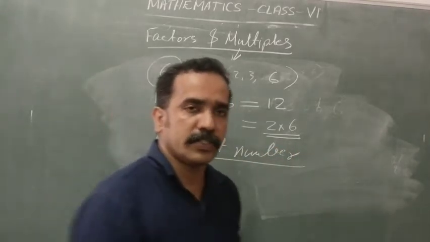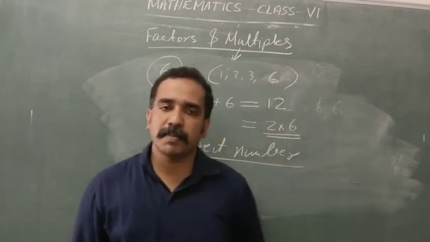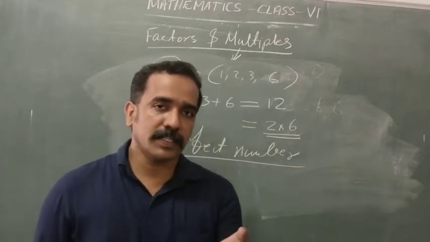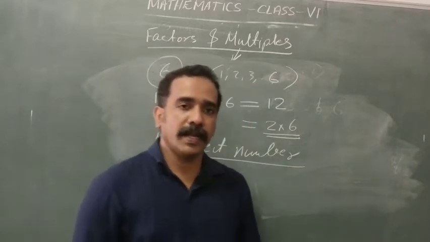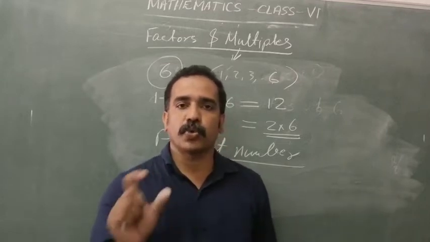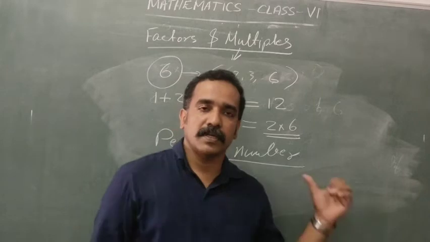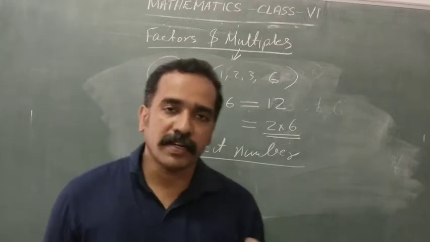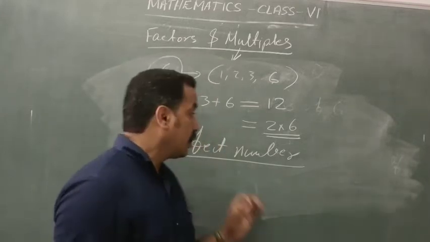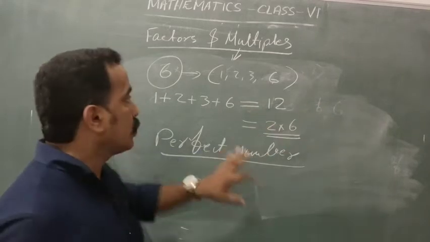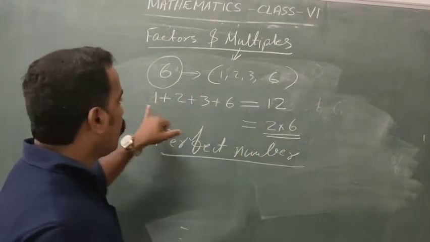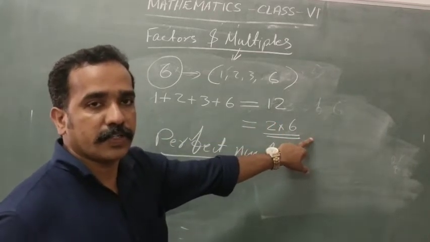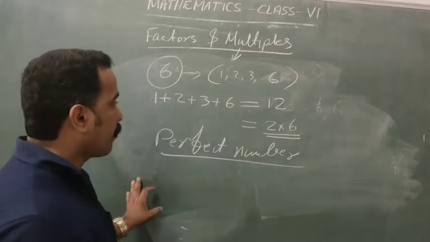Here I will show an example of a perfect number. What will be a perfect number? Whenever we add the factors of a number, if the sum is twice that number, such numbers are called perfect numbers. Here 6 is a perfect number because if you add the factors of 6, you will get 2 times 6. Understood? So 6 is called a perfect number.